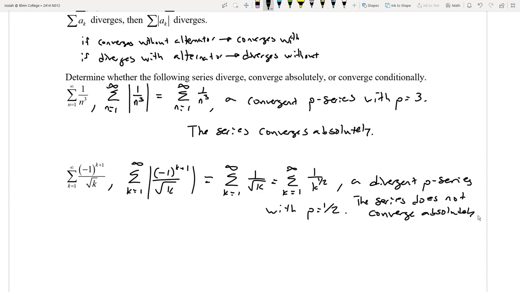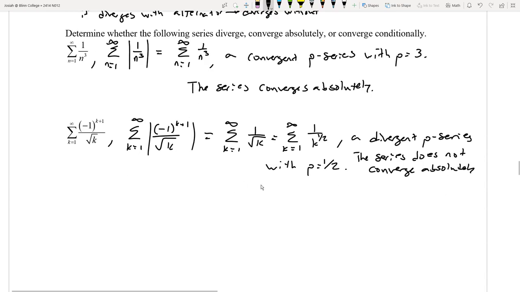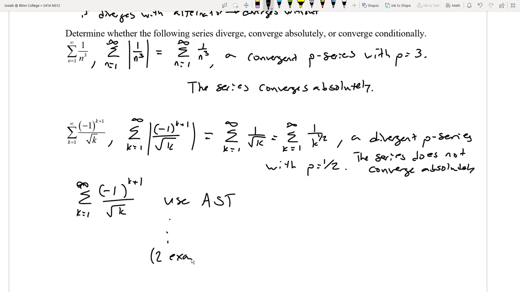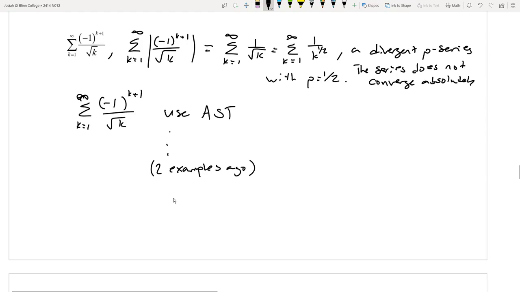But that means we still have two other options. Does it converge conditionally? Does it diverge? We have to figure that out. To figure out if it converges conditionally, we go back and look at the same series again. This time we do not get rid of the alternator. We instead use the alternating series test. We did this two examples ago, and it doesn't make sense to write down the same work. And we find that it does converge.